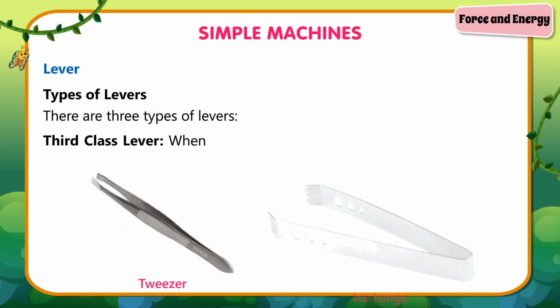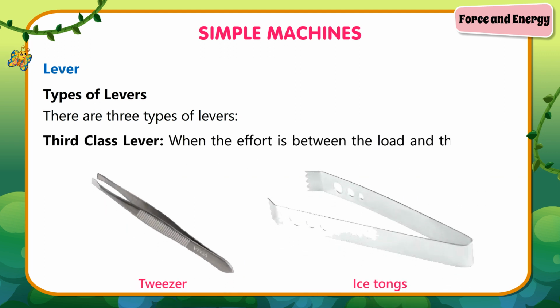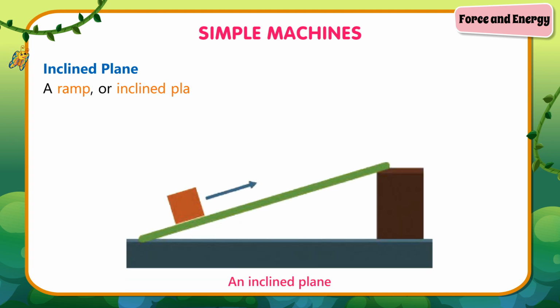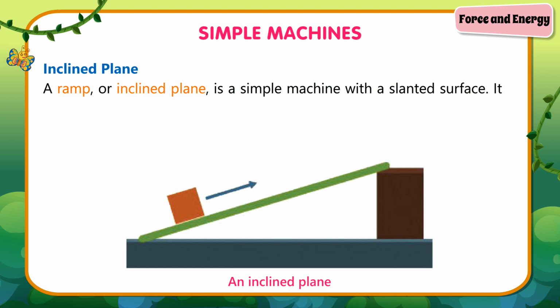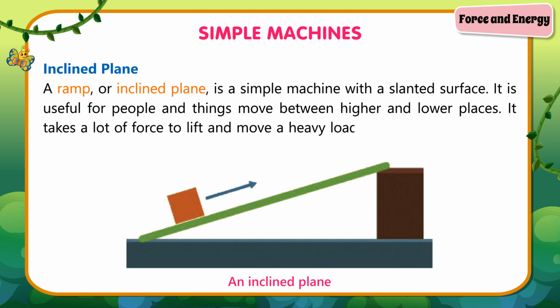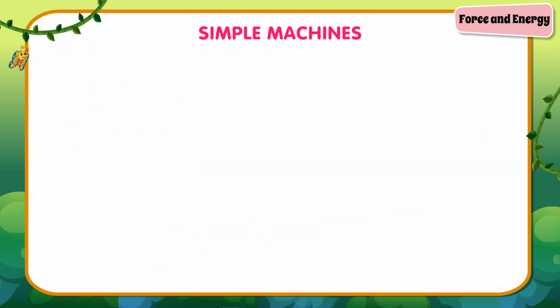Third class lever, when the effort is between the load and the fulcrum, for example, ice tongs and tweezers. Inclined plane. A ramp or inclined plane is a simple machine with a slanted surface. It is useful for people and things to move between higher and lower places. It takes a lot of force to lift and move a heavy load. It is easier to push it up a ramp.